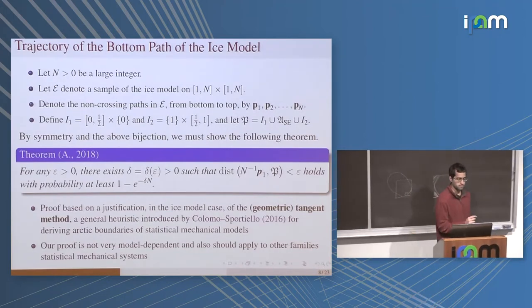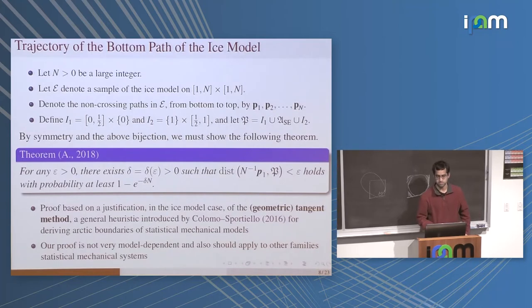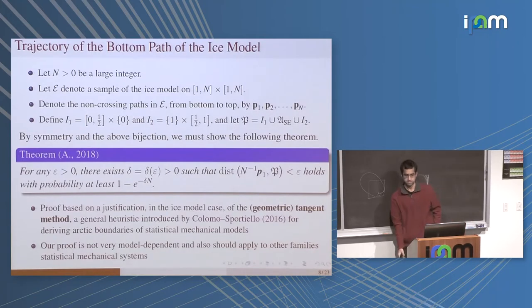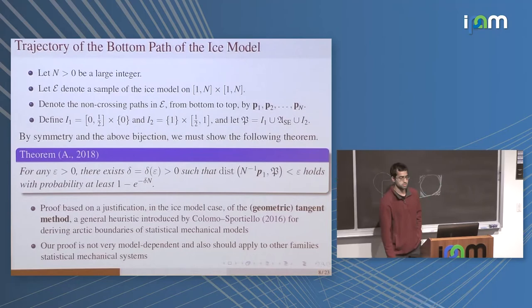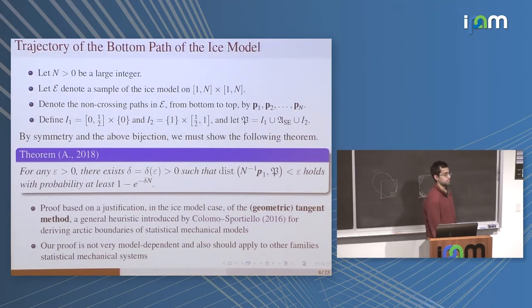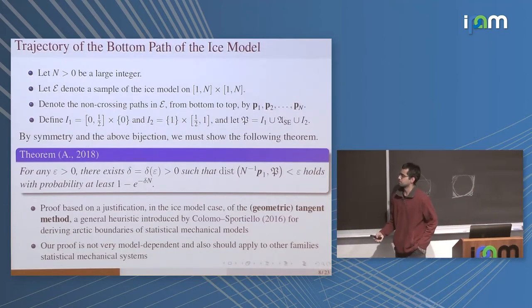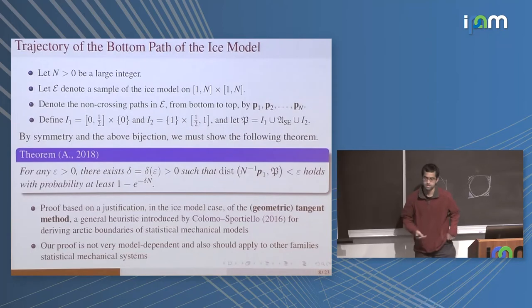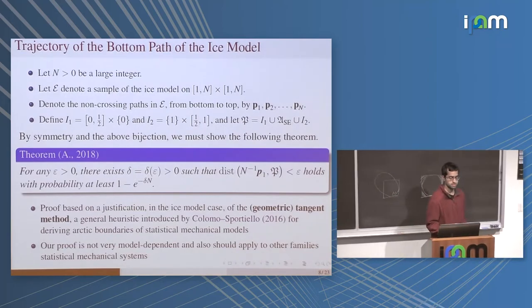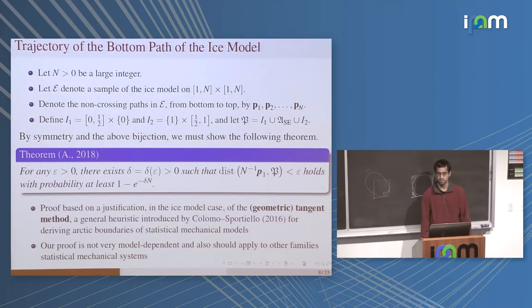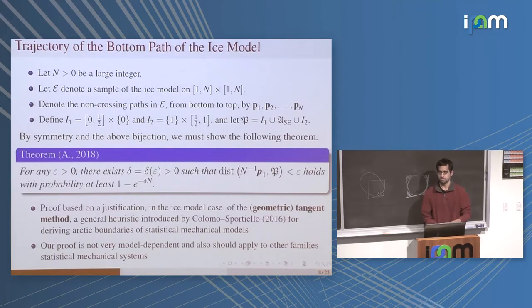So the proof is going to be based on a mathematical justification of this geometric tangent method that was described in the previous talk. It was a general heuristic introduced by Colomo-Sportiello in 2016 for deriving arctic boundaries of certain types of statistical mechanical models. I'll do it in the ice case because it's simplest, but it doesn't really use that much about the ice model. I did it for convenience there, but I think it should apply to other families of models.